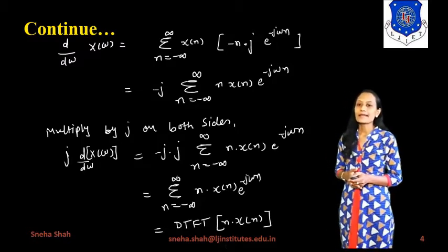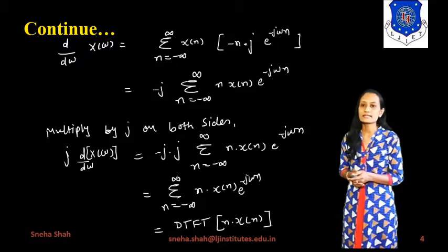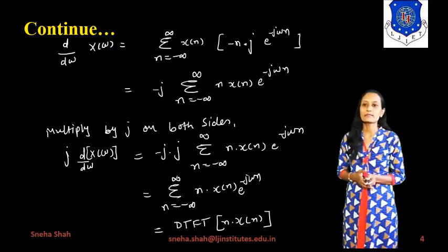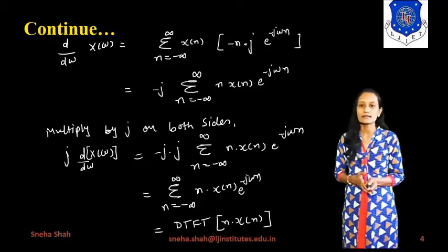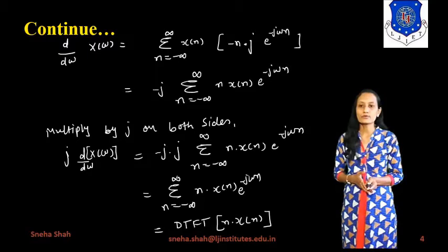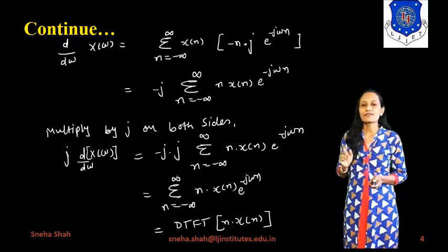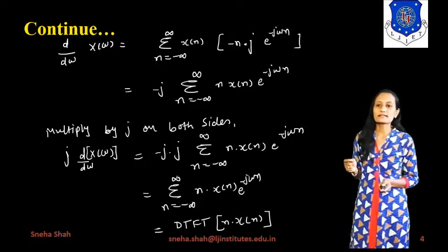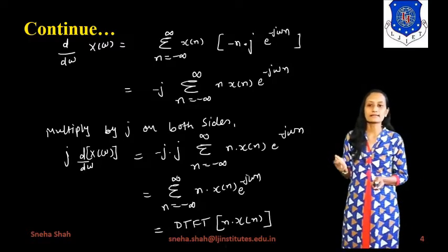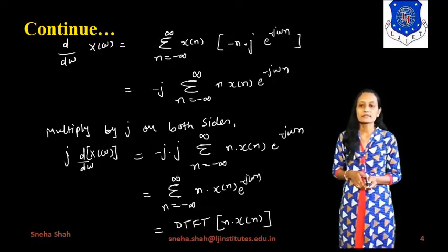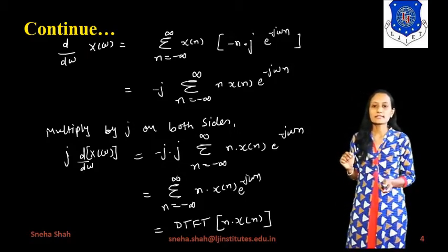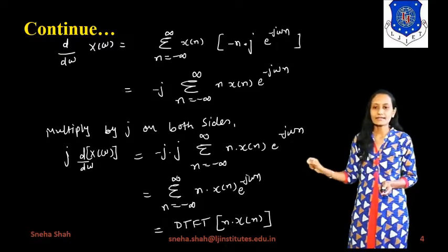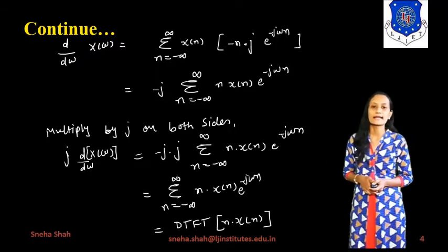Now, if we multiply by j on both sides, this term will be represented as d by d omega X of omega into j, and over here the term will be minus j into j. This term will remain as it is. As you know, j into j means j square, and the value of j square equals minus 1. So minus into minus 1 is considered as 1, and 1 into this term gives you that term only. So this term will be represented as summation n equals minus infinity to infinity n into x of n into e raised to minus j omega n.